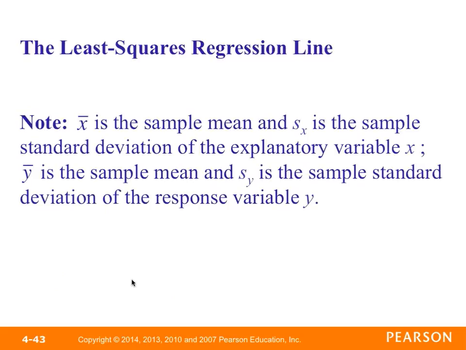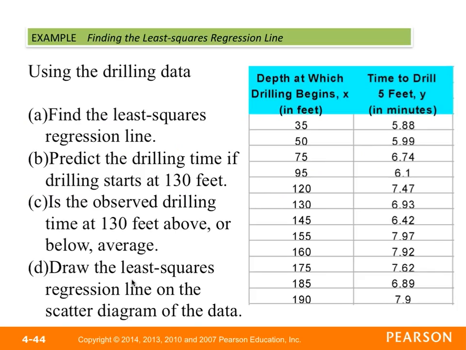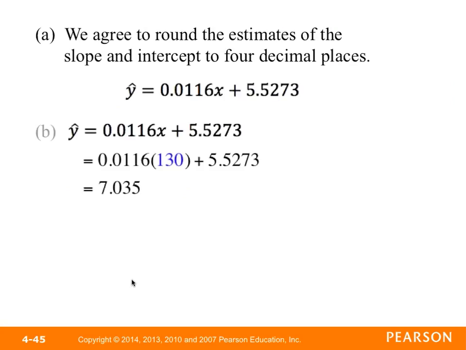Okay, so it's important to note x bar is the sample mean and s of x is the sample standard deviation of the explanatory variable x, y bar is the sample mean, and s of y is the sample standard deviation of the response variable y. Okay, so we're going to use that same drilling data. We're going to find the least squares regression line, make a prediction, determine if the observed drilling time at 130 feet above is above or below average, and then draw the least squares regression line on a scatter diagram.